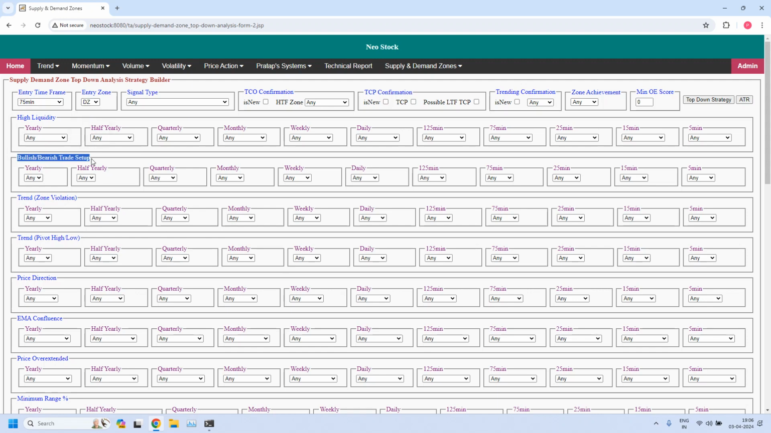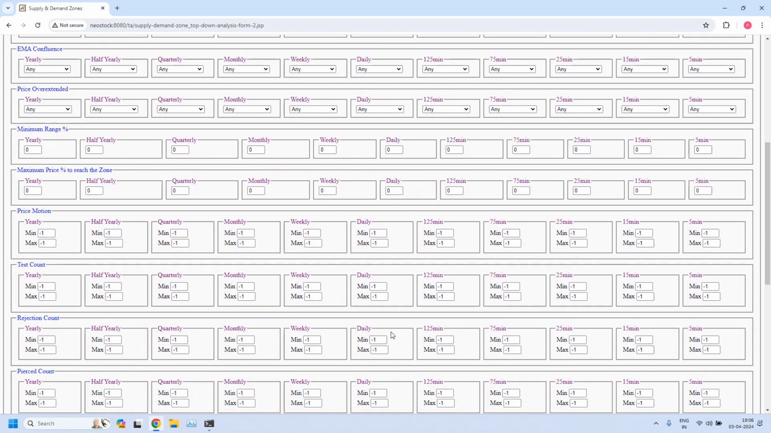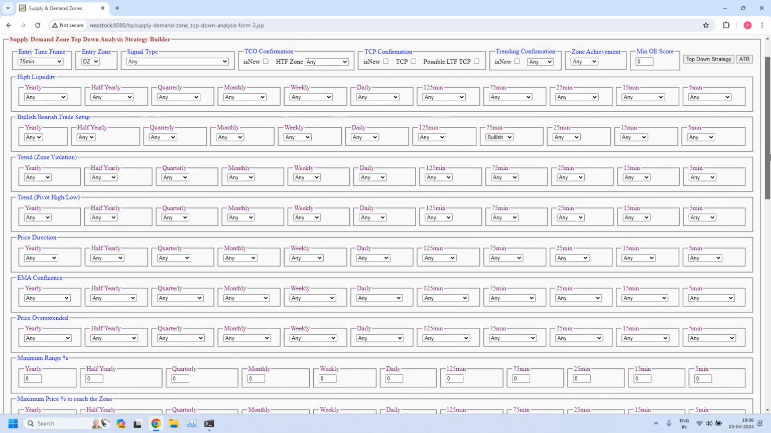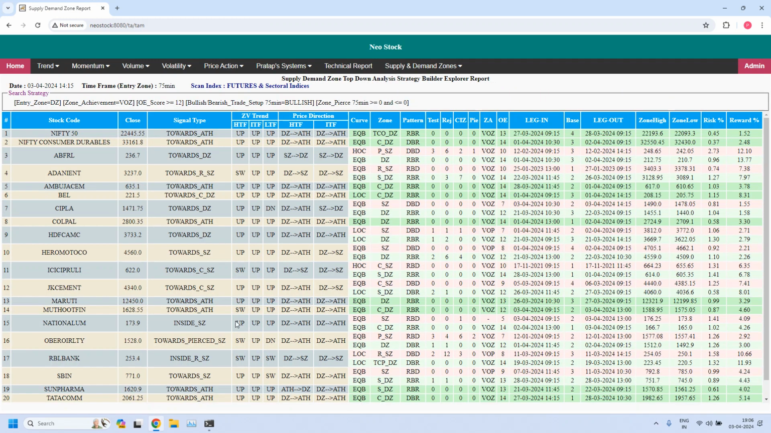In the bullish or bearish trade setup, this time we are selecting 75 minutes time frame. There I am entering the value bullish. Because we don't want pierced zones, pierced count we have to set for 75 minutes time frame this time. So minimum value should be 0, maximum value 0, indicates pierced count should be 0. That means the zone is not pierced. And for zone achievement I am selecting VOZ, violated opposing zone. And minimum odd enhancer score we are selecting 12. Now let me filter the stocks.